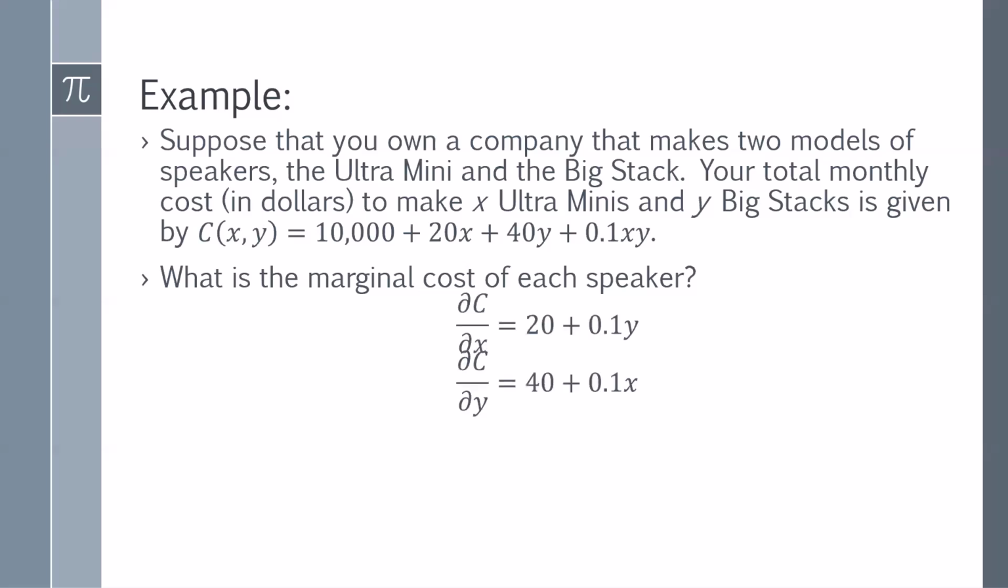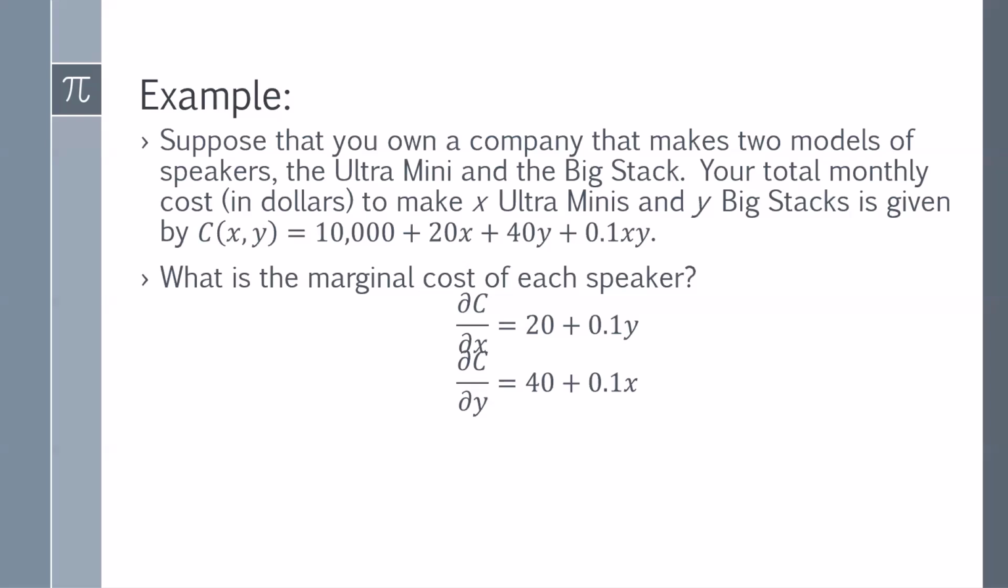The derivative of c with respect to x: we differentiate the 10,000, that derivative is 0. We differentiate the 20x with respect to x, that derivative is 20. We differentiate the 40y with respect to x. Since 40y is a constant with respect to x, that derivative is 0. We differentiate the 0.1xy with respect to x. Leaving the 0.1 and y constant, we end up with 0.1y.